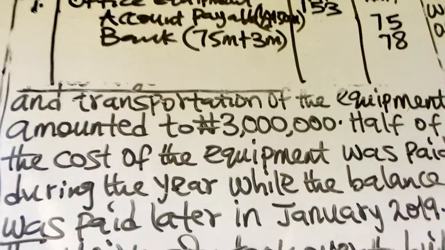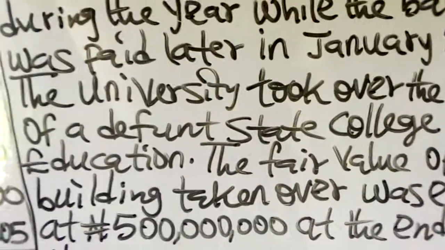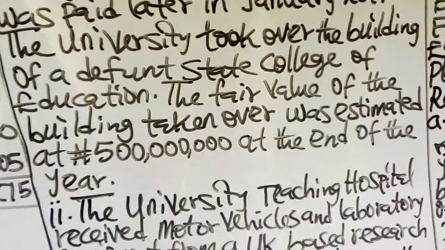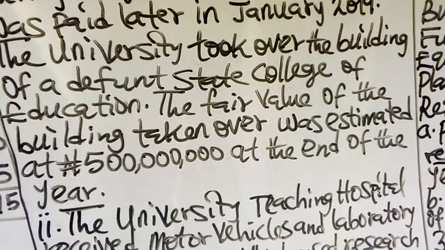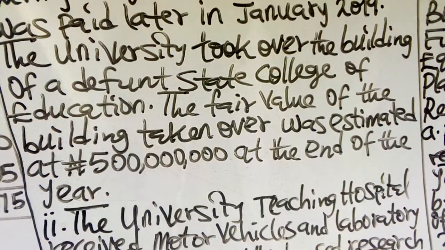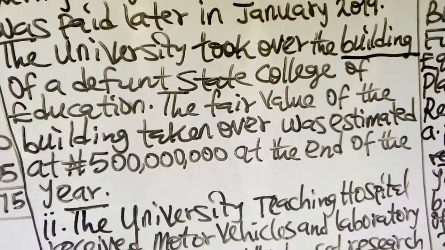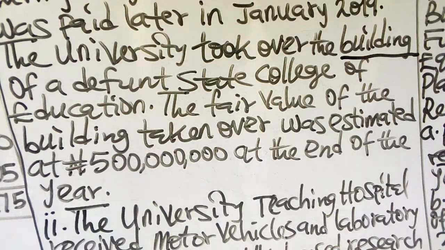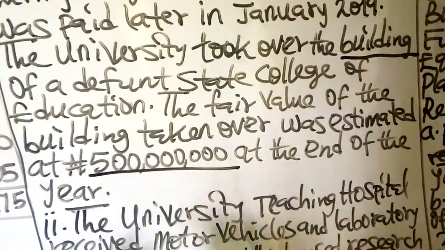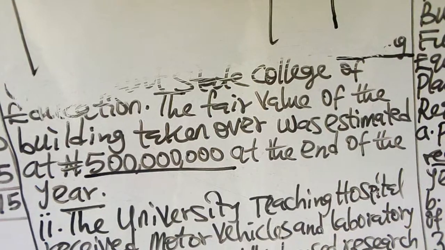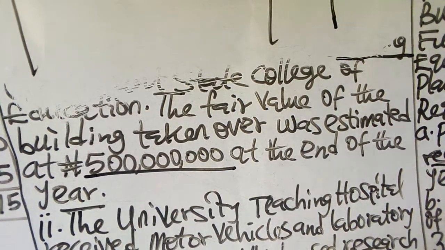Now, you were also told that the university took over the building of a different state college of education. The fair value of the building taken over was estimated at 500 million. Since they have taken over the building, that means the assets of this university will increase. The building will increase. They are having more building now.